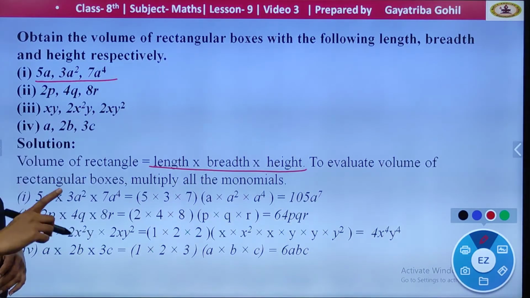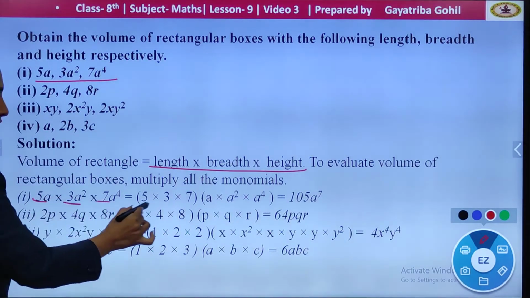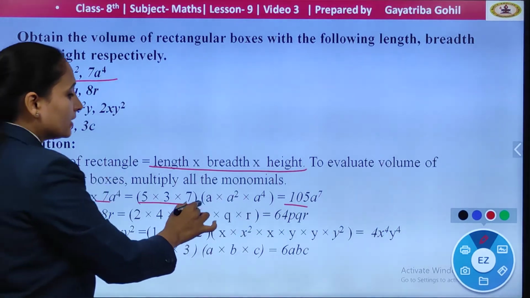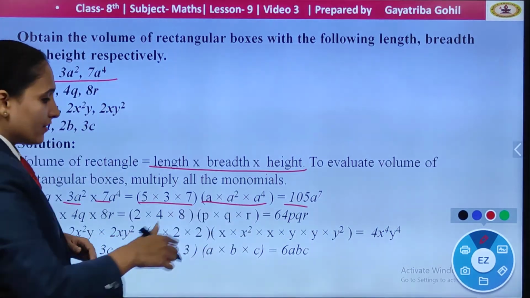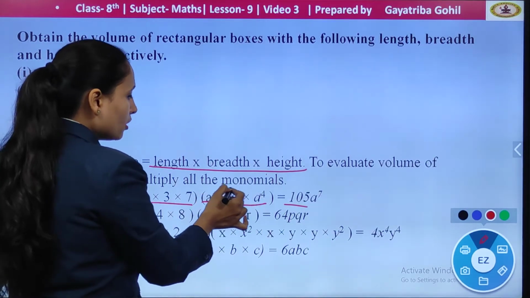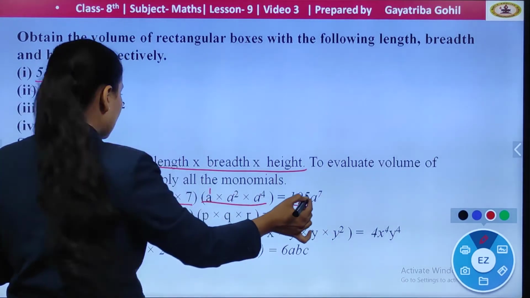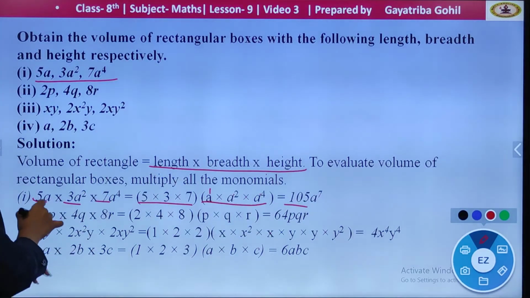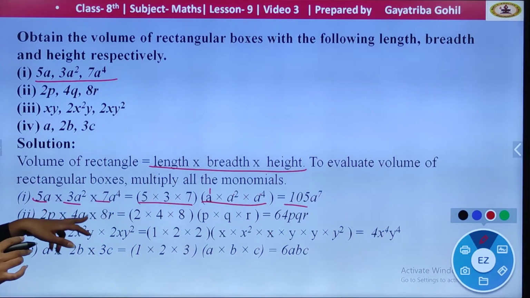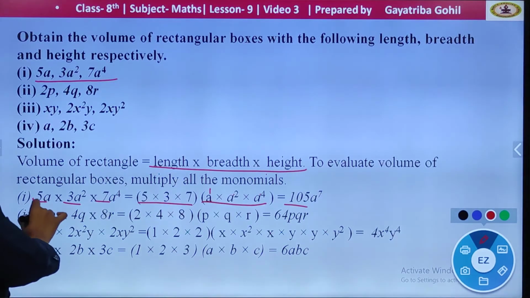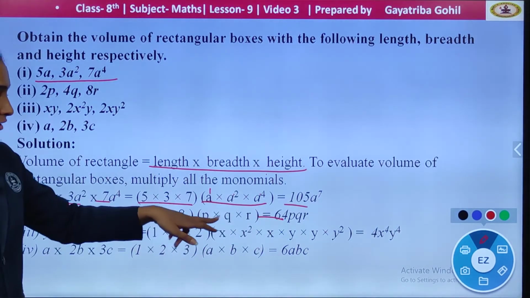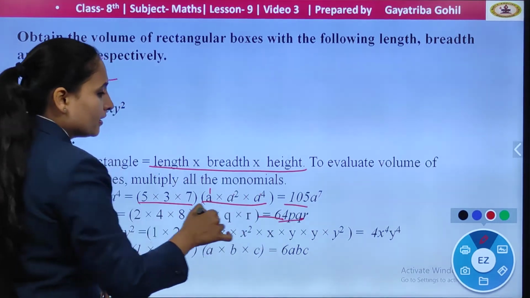So, first multiply the coefficients. 5 into 3 into 7 will give me 105, and when I multiply the variables, I will get 4 plus 2 is 6, plus 1 is 7. So, 105a raised to 7. Over here again 2p into 4q into 8r. So 2 into 4 into 8 will give me 64. p into q into r will give me pqr.